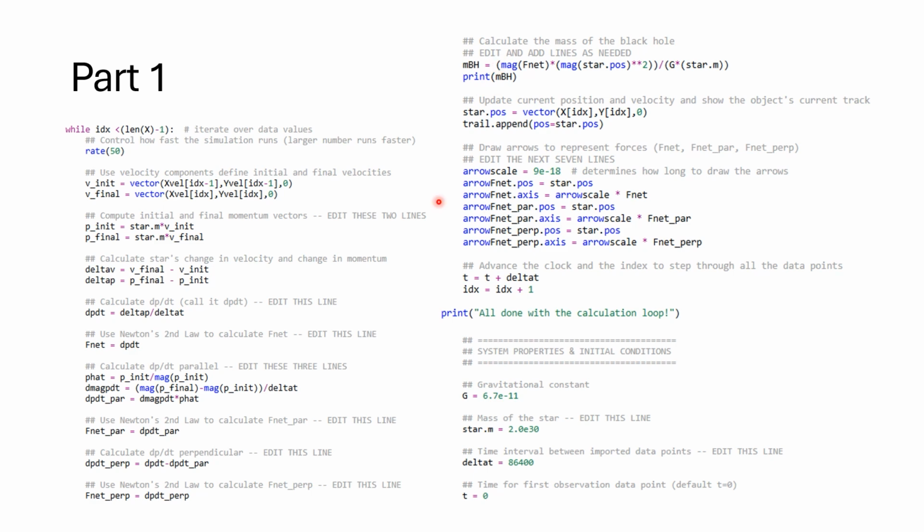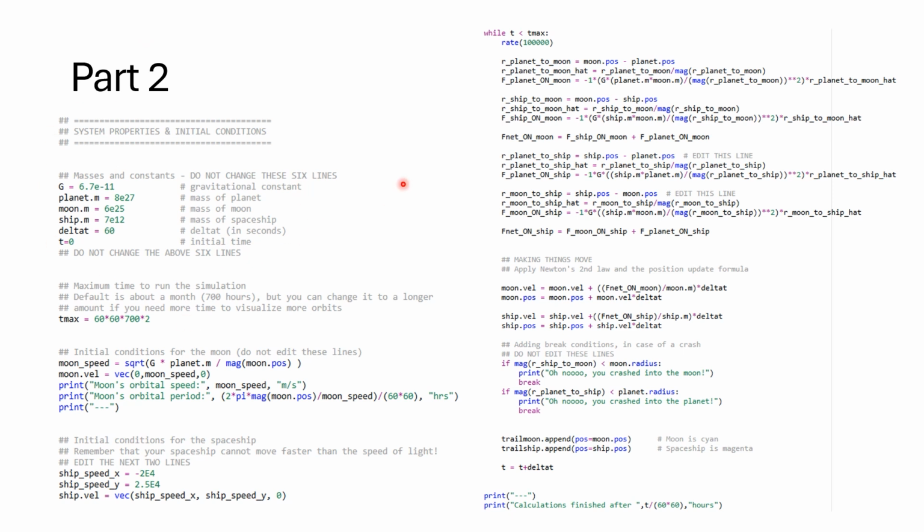For part 2, everything is given and shouldn't really be changed. So these are my initial conditions. Then the speed and velocity for the moon is already given. I used a 2-month window. Any more than that, my trajectory would just blow up, really. And so I played around with the speed in the x and y direction, and this worked for me: -2 times 10 to the 4, and 2.5 times 10 to the 4.